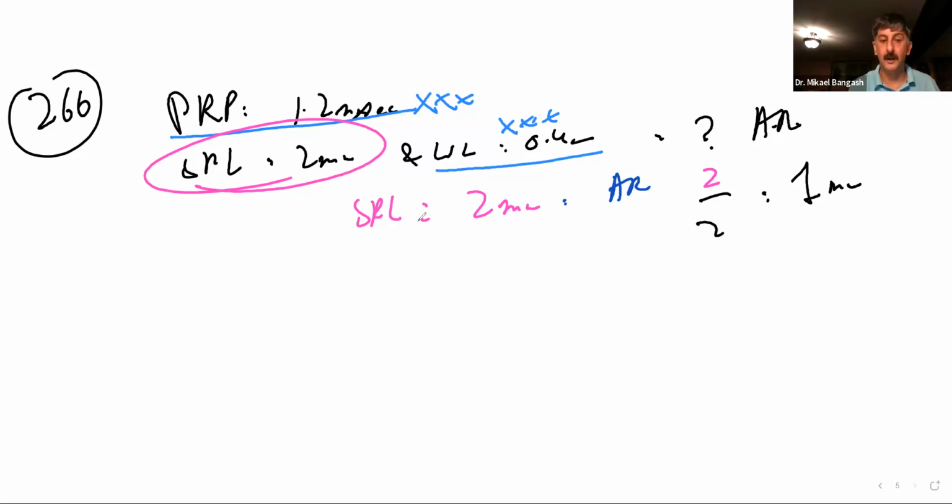So with this system and this spatial pulse length, if the distance between this reflector and this reflector is at least 1 millimeter, you will have a good axial resolution.